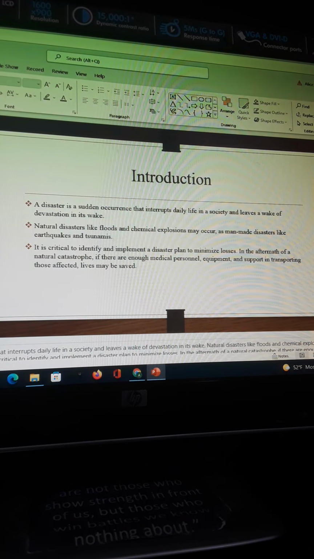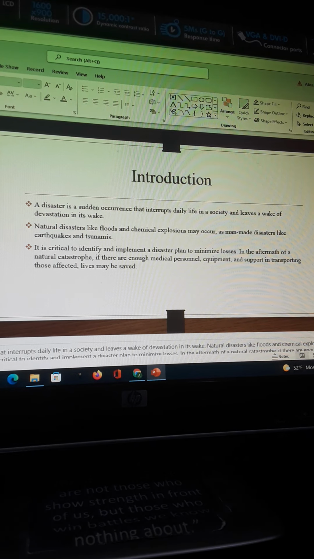Introduction. A disaster is a sudden occurrence that interrupts daily life in a society and leaves a wake of devastation. Natural disasters like floods and chemical explosions may occur, as may man-made disasters like earthquakes and tsunamis. It is critical to identify and implement a disaster plan to minimize losses. In the aftermath of a natural catastrophe, if there are enough medical personnel, equipment, and support in transporting those affected, lives may be saved.